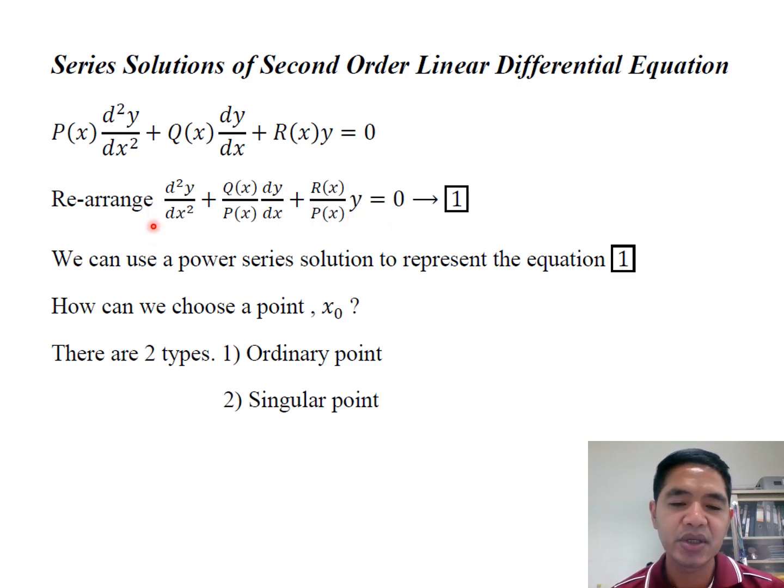After we rearrange the second order ODE into this form, we can use a power series to represent equation 1. To do that, we first have to choose a point, which we call x0. There are two kinds of x0. The first one is the ordinary point, and the second one is the singular point. After that, we can solve for the series solutions using these two kinds of points. In each case we use different methods to find the solution. We're going to talk about them one by one.